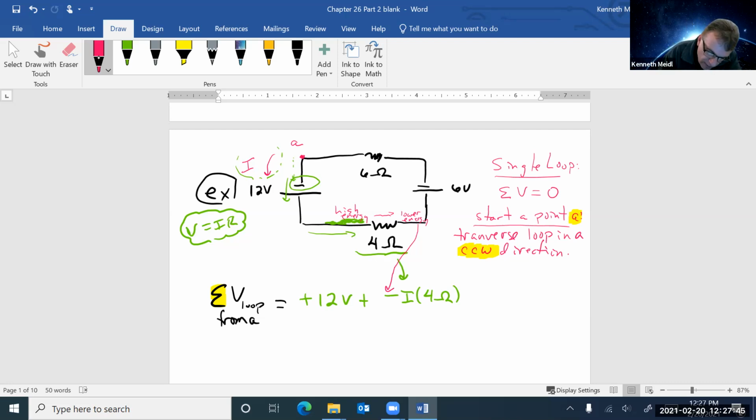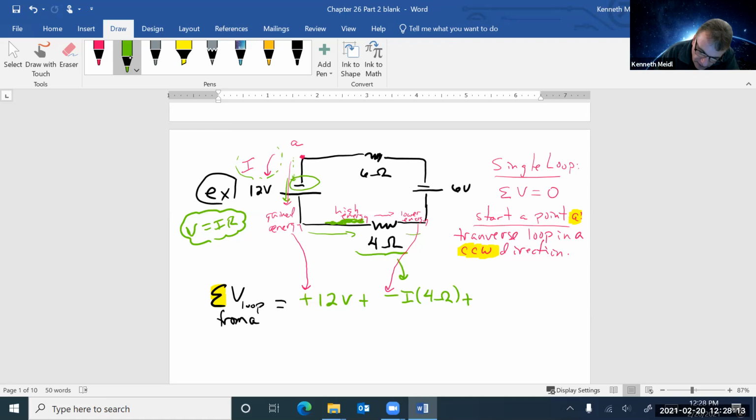When I went across the battery, if I'm a charge coming across the battery, I gained energy. And when I gained energy, that's the plus sign. So the battery giveth, going across that resistor, took away. Okay. And so I'm going to keep going, add them all up. I've got 2 more elements.